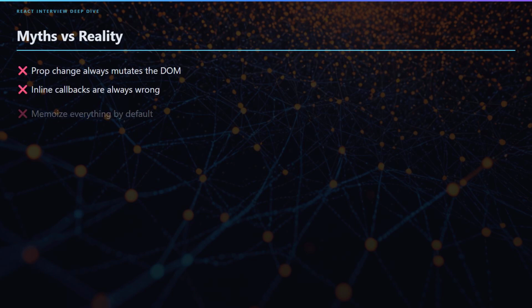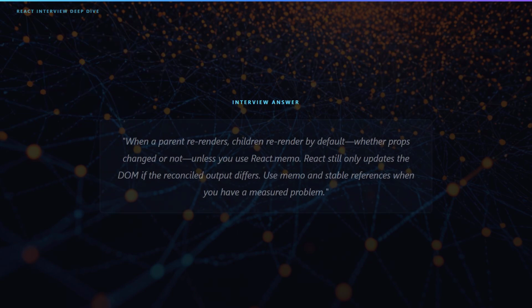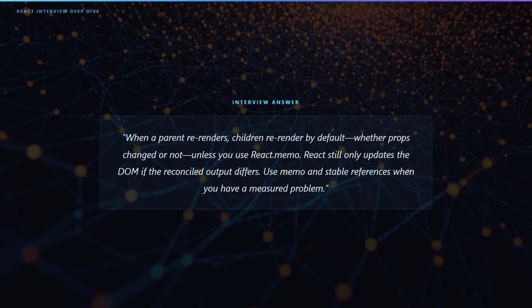The myths are wrong on both extremes. Changed props do not guarantee a DOM diff, and memoizing everything is not a free win. For the interview, say it cleanly: when the parent renders, children render by default regardless of prop equality unless you memoize. React updates the DOM only if the reconciled output differs. Use React.memo and stable references when you have measured a real cost.